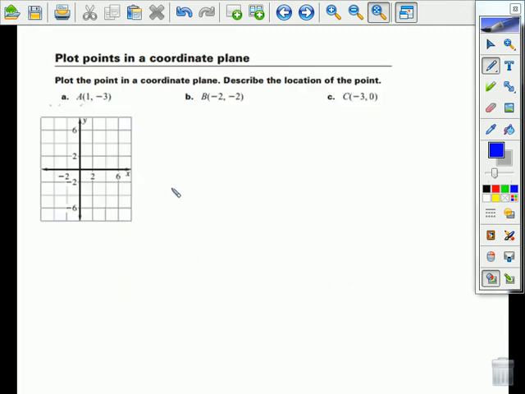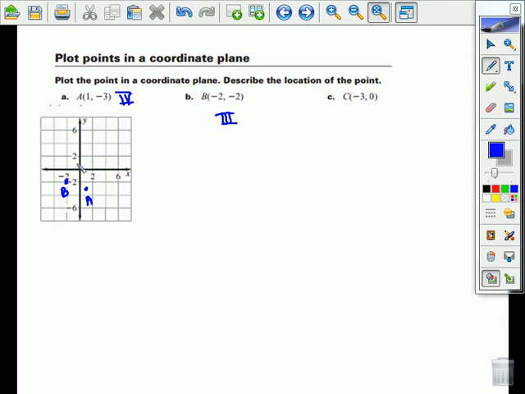Next, we're going to go ahead and plot the points and describe the location. When you describe the location, you either tell what axis it's on or what quadrant it lies in. So point A, we start at the origin, we go right 1 and down 3. So right here, and we'll just label it A, and that's actually in quadrant 4, so we can just put a Roman numeral 4 there. Point B, we have left 2, down 2, and that's in quadrant 3.